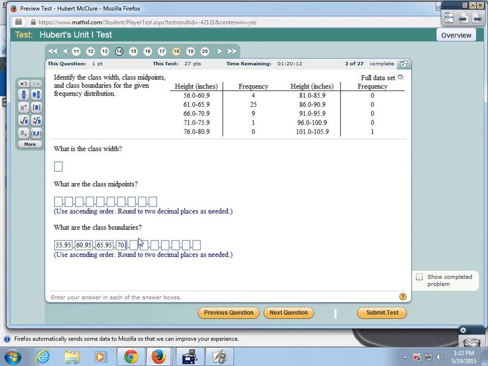70.95, 75.95, 80.95. Try not to miss one. 85.95 if I haven't already. Okay, I didn't know. 90.95. Might be able to hit tab. Yeah. 95.95. 100. Oops. 100.95. And 105.95. That's it.